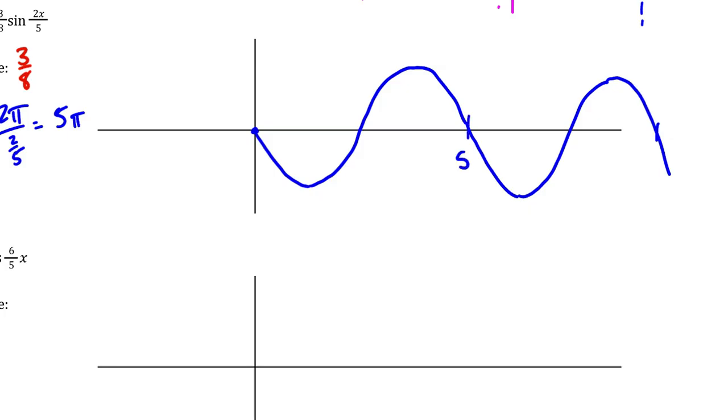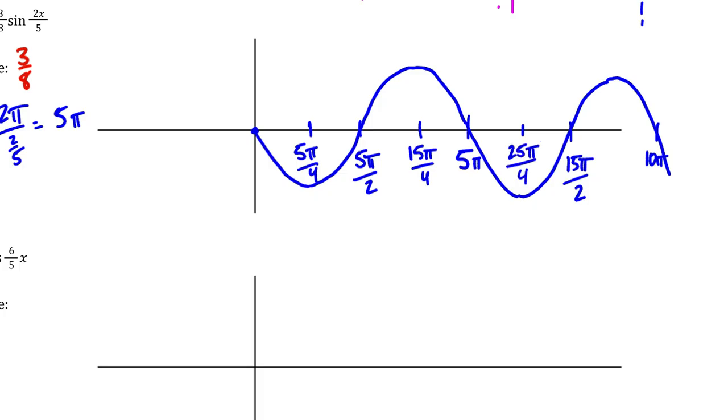Okay, so this is 5 pi. This is 10 pi. This is 2.5 pi, but we're going to write 5 pi over 2. This is like 7.5 pi, so we're going to write 15 pi over 2. This would be 5 pi over 4. So 5 pi over 4, 5 pi over 2, 15 pi over 4, 20 pi over 4, 25 pi over 4, 30 pi over 4, 35 pi over 4.